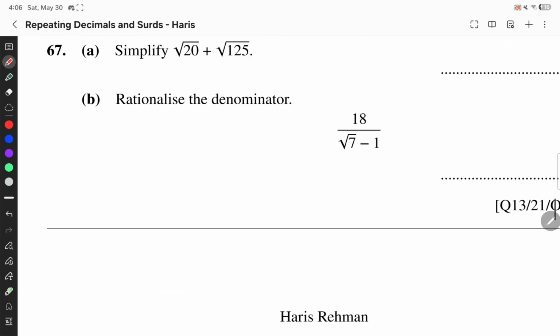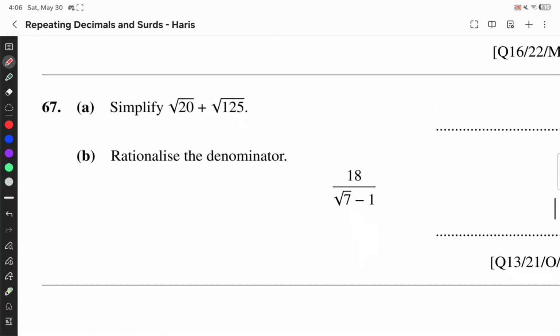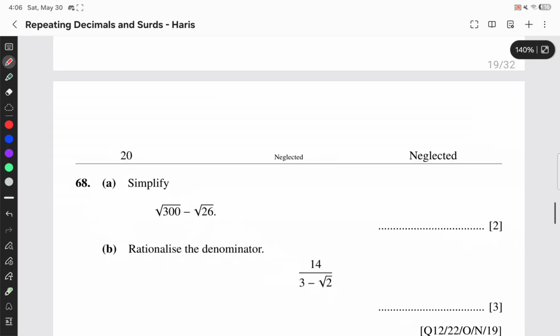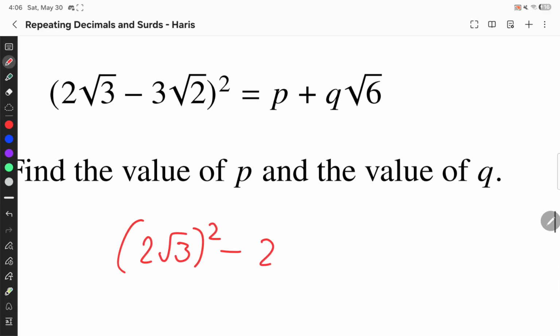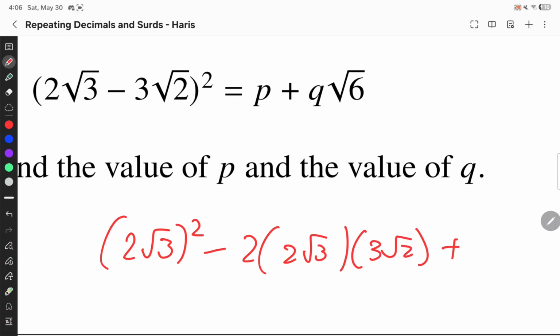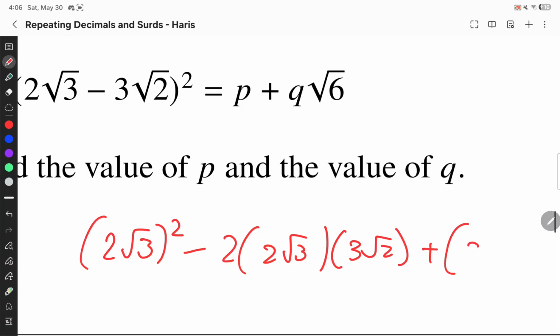I'm not doing rationalized denominator, it's kind of boring, you know. P and Q. So square this, we get 2 root 3 squared minus plus 2. Okay, I'm not gonna do some goofy magic. This syllabus is already hard enough, come on.